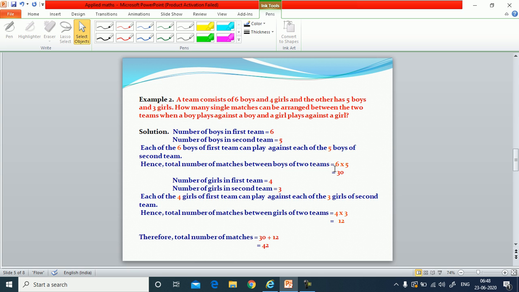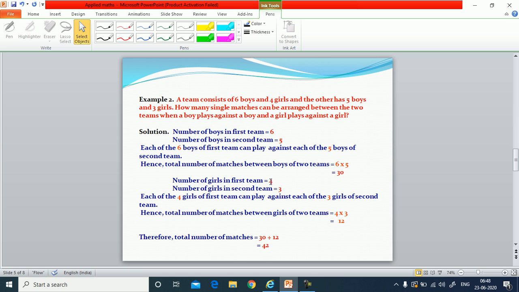How can you understand it better? See, the first boy of first team has got 5 choices. Okay. So 5 matches can be made with first boy and boys of the second team. In the same way, if we take the second boy of first team, even he can be made to play against any of the 5 boys in the second team. So second boy has also got 5 choices. First has got 5 choices, second has got 5 choices, third will have 5 choices. In the same way, all 6 are having 5 choices. That is why the total number of matches between the boys of two teams comes out to be 6 into 5, which is 30.